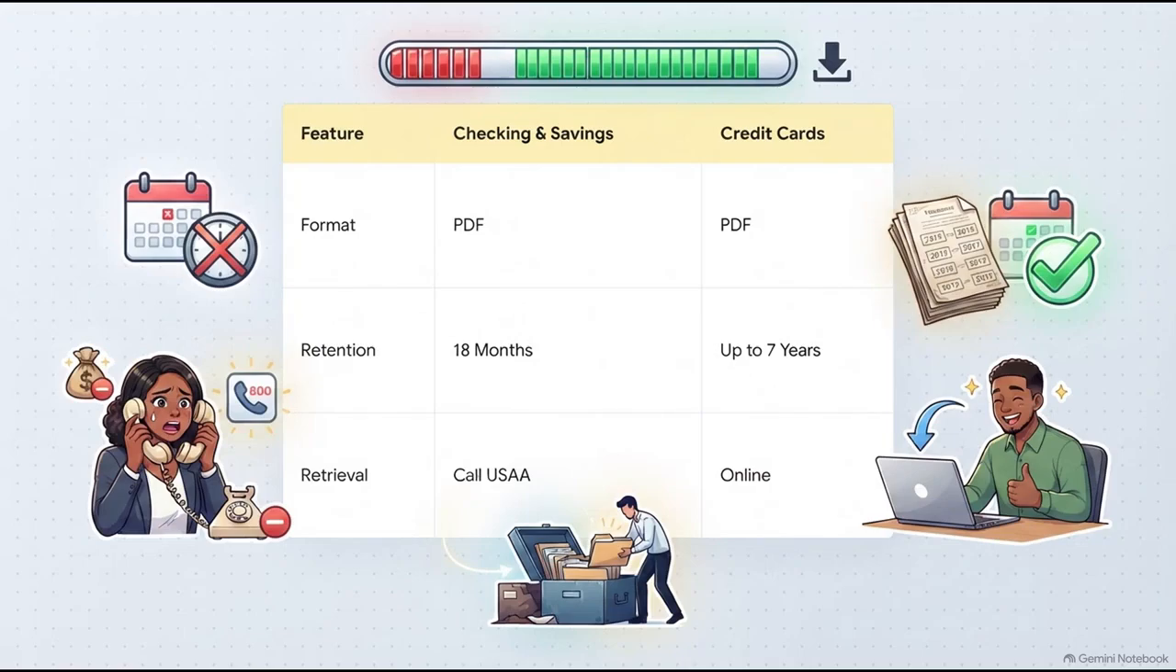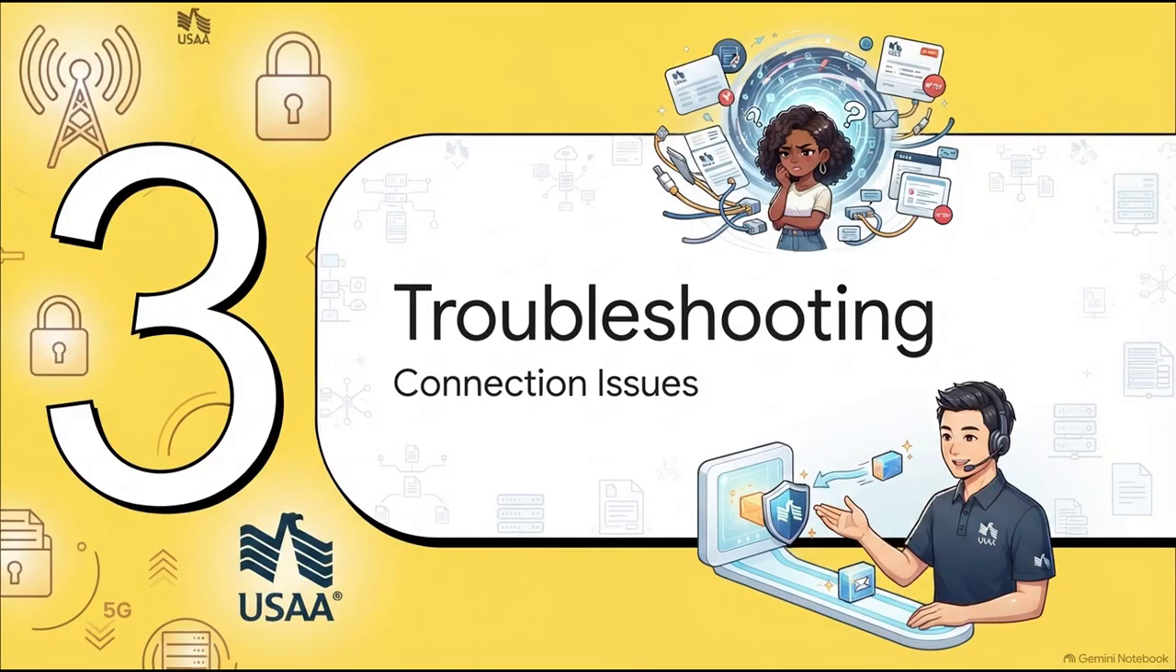Now, take a look at this. Notice the huge difference in retention policies based on the product you're actually using. While checking and savings accounts have that strict 18-month online retention window we talked about earlier, credit card statements are actually available online for up to 7 years. If you need checking records older than 18 months, there's no button for that. You have to call member services directly at 800-531-8722. And just a heads up, retrieving those archived files means a representative has to pull them from secure storage, which can sometimes incur manual retrieval fees. Ouch.